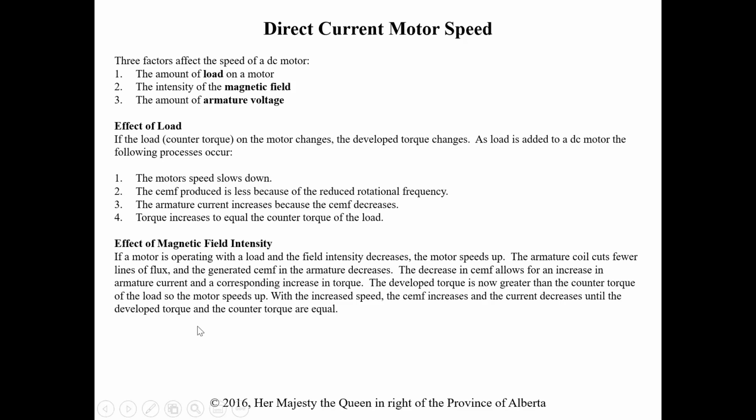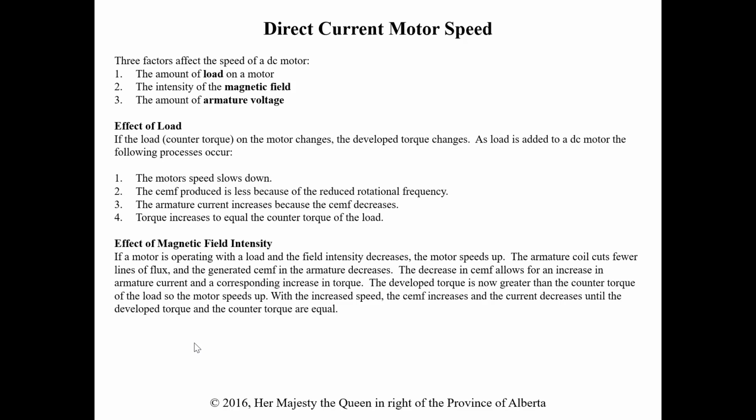Now, the effective magnetic field intensity. Again, this is our field winding. This is where we can have a rheostat in series with that and change the amount of flux intensity that the field has. Again, higher flux intensity, more generated voltage, or in this case, generated CEMF. So that has an effect. If it's operating with the load and the field, so the load isn't changing now, we have a constant load, and the field intensity decreases, the motor speeds up.